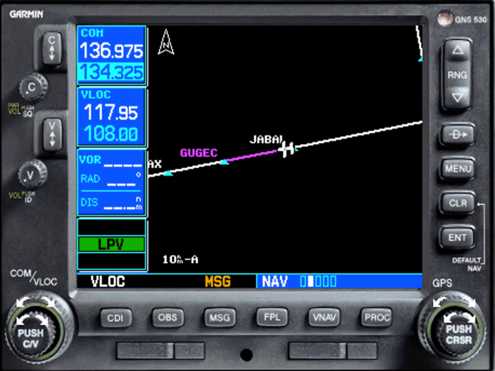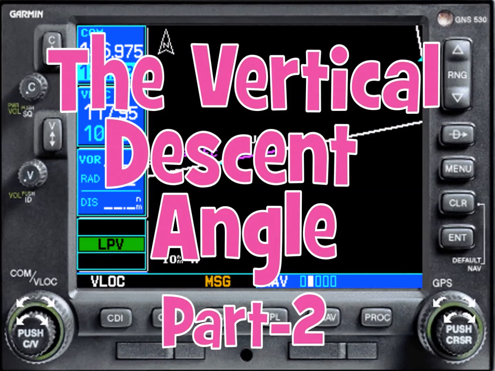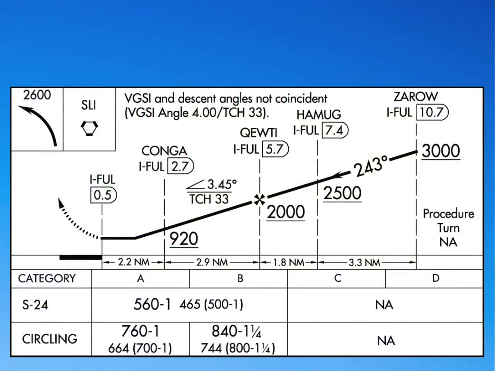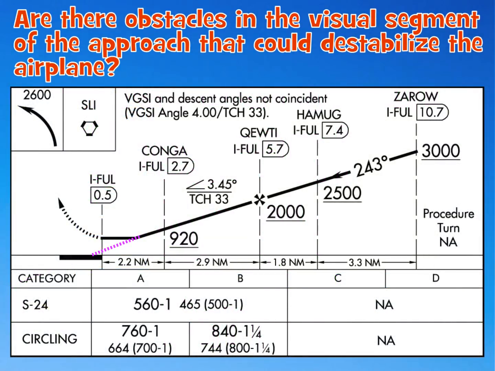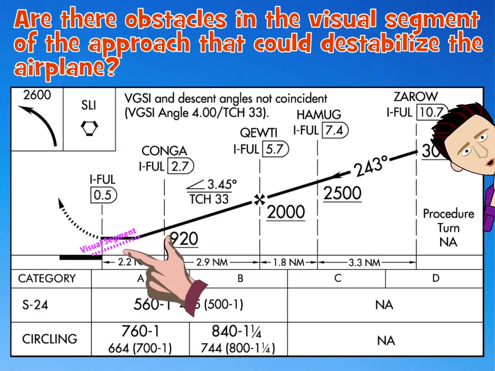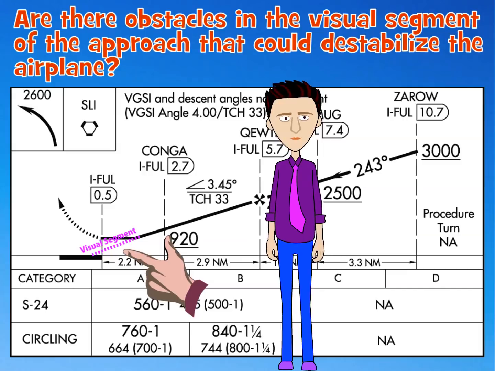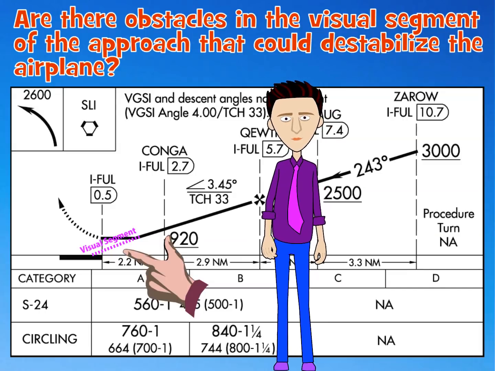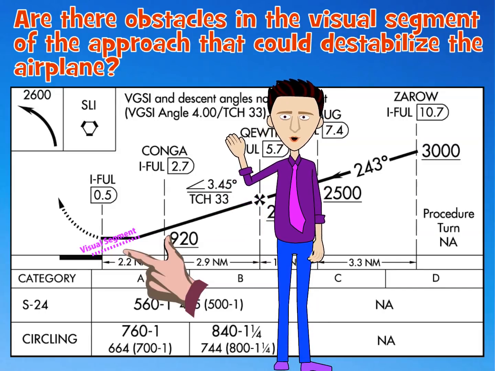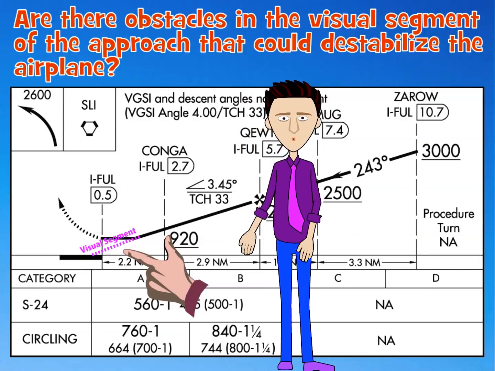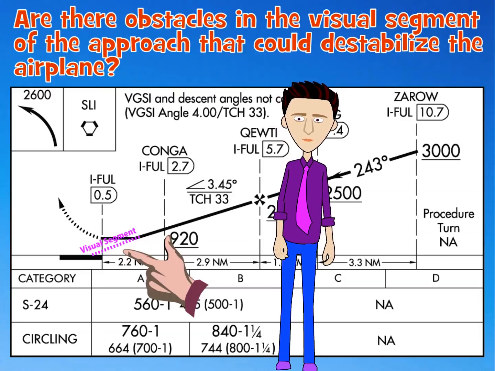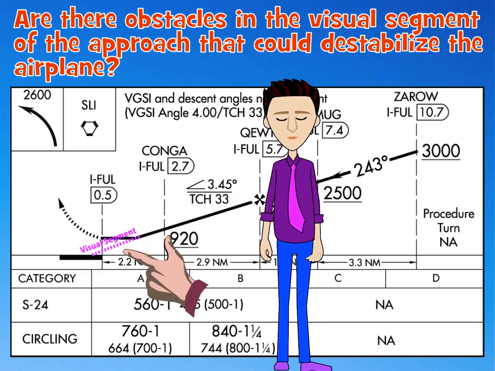the vertical descent angle. Now the big question is, are there obstacles in the visual segment of the approach that could destabilize your approach in such a way that you'd have to maneuver to avoid them? If everything has worked out properly in the chart development department and the tree trimming department too, the answer to that question for the Fullerton approach is no. There are no obstacles that could destabilize your approach between the MDA and touchdown at Fullerton.